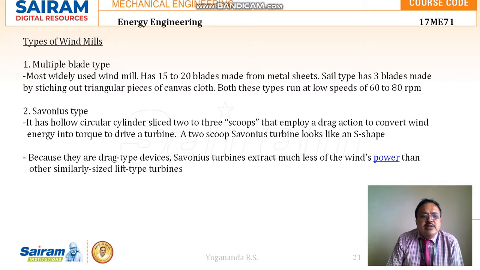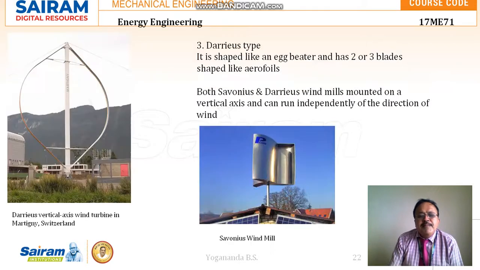Because these Savonius type machines are drag type mills, they will extract very little wind power compared to other similar sized lift type turbines, where lift type turbines are moving much faster than the speed of the wind itself.